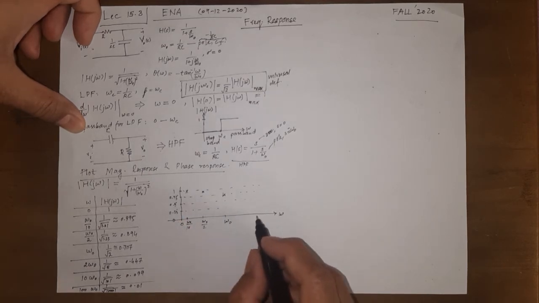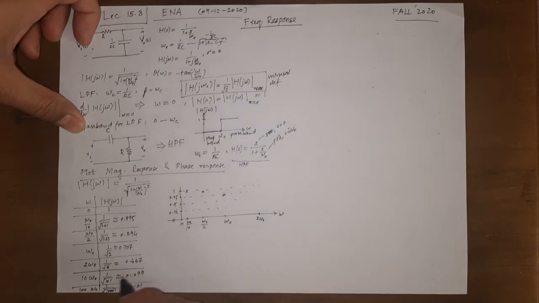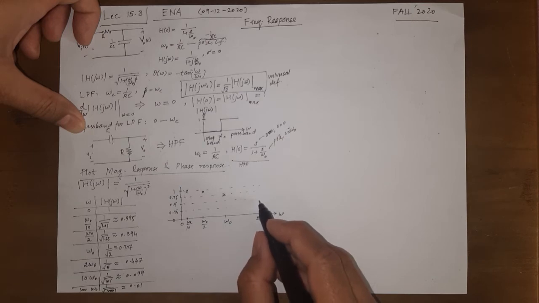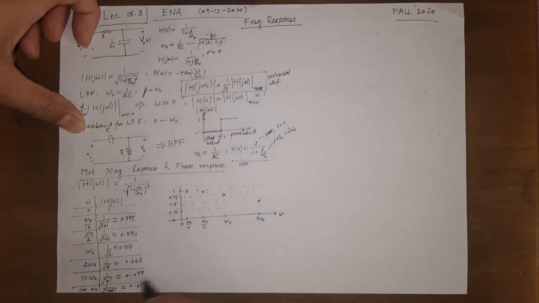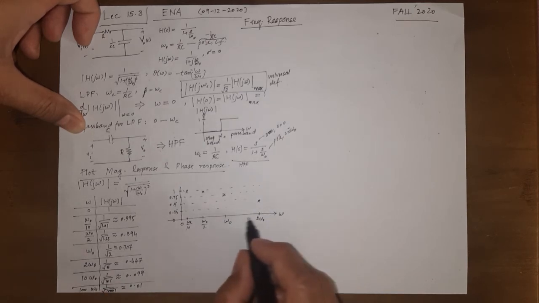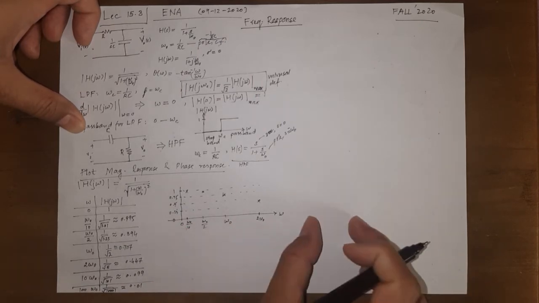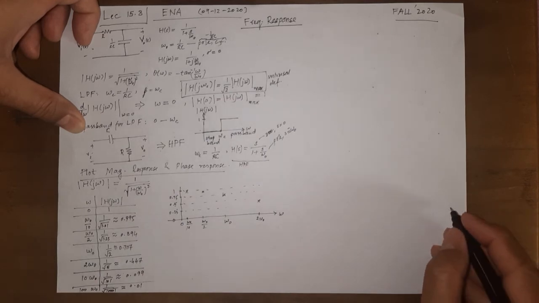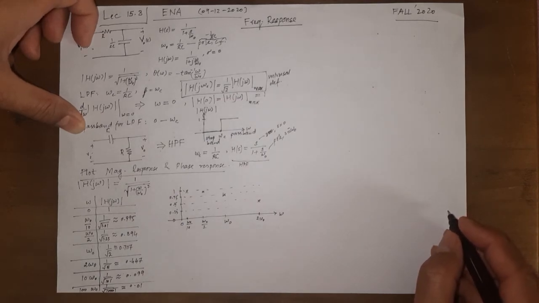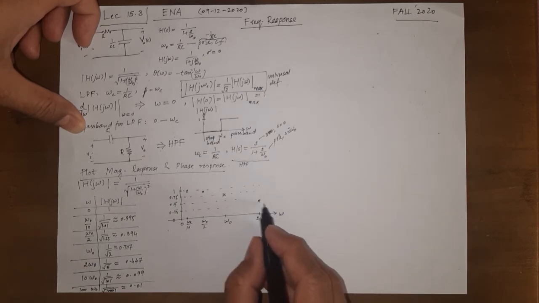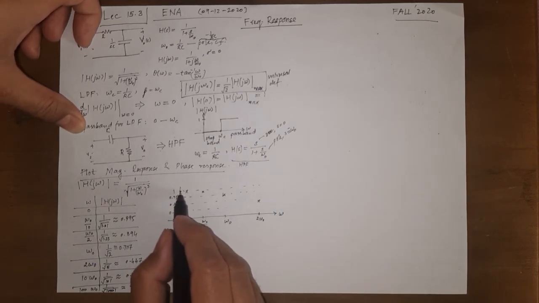And what about 2 times omega naught? We are going to have this here, a little less than 0.5. And about 10 times omega naught is very difficult to draw, because if this is omega naught, we are going to have 10 times this, and at that point we are going to be close to the 0 axis. So it is going down. It would be something like this.